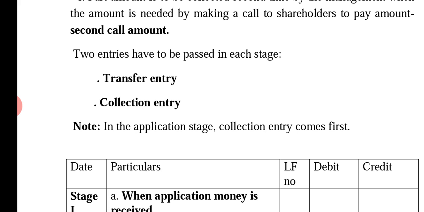We have to pass entries for these transactions. You have to pass 2 entries: one is a transfer entry, another is a collection entry. Transfer entry means from application to share capital, from allotment to share capital; you are transferring the amount from one account to another account. Collection entry means you are collecting the amount from the shareholder. For the amount collected, you have to pass a journal entry. So you pass 2 entries at each stage.